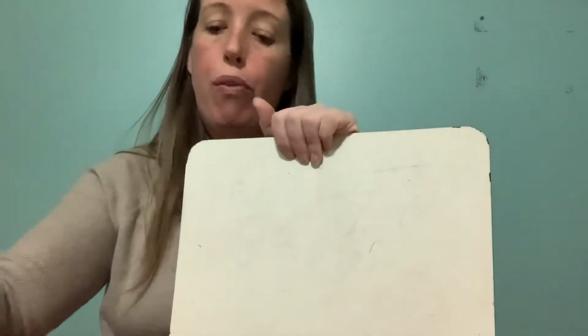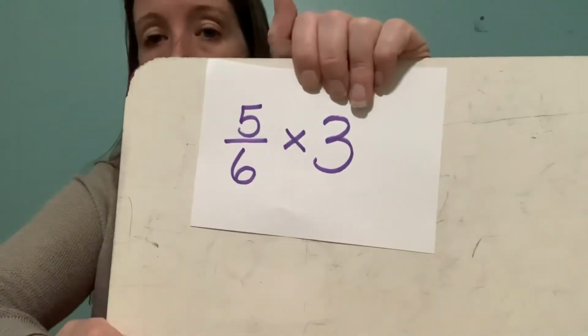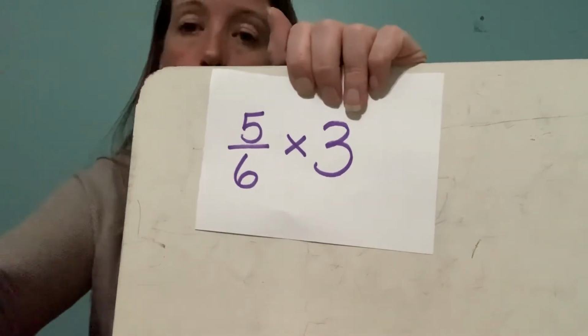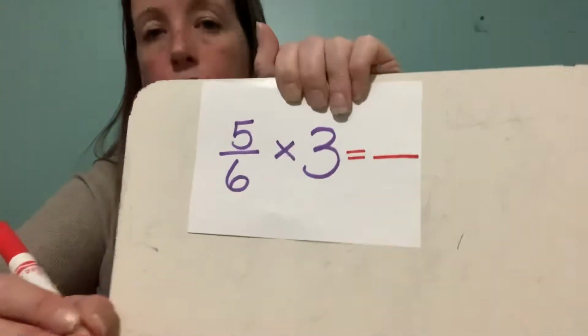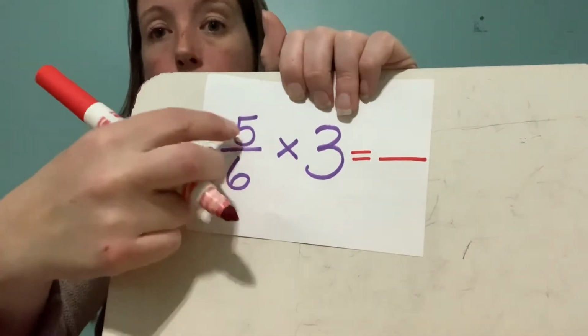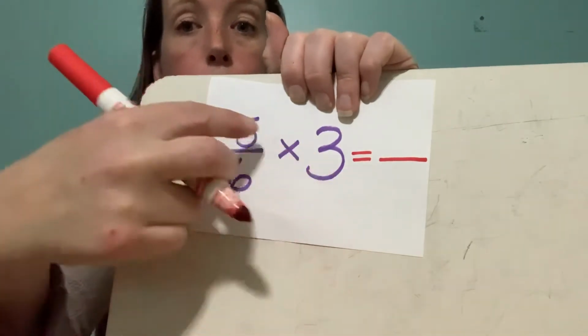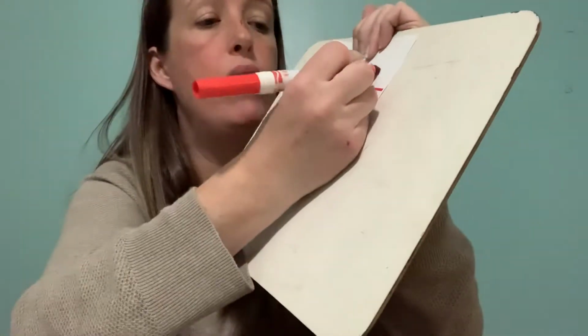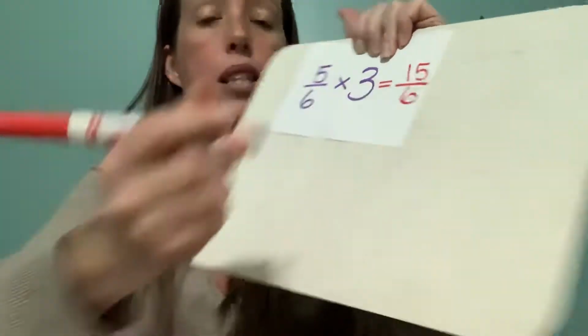Okay, so what if we see questions that don't have any type of word problem and it's just an equation? How do we solve that? Same. I'm going to look at my numerator. That's how many parts I had. 5. How many times? 3 times. So 5 times 3 is 15. And what size were these parts? They were sixths. So 15 sixths.